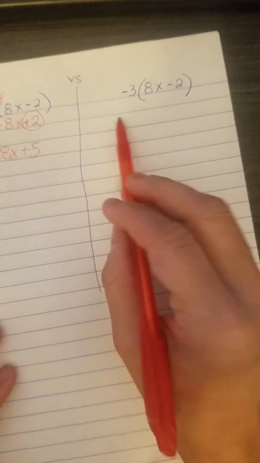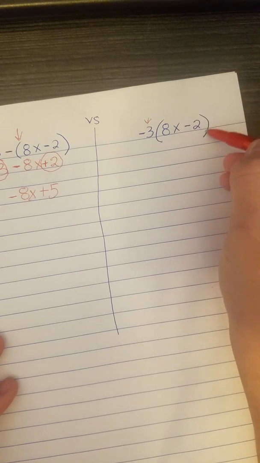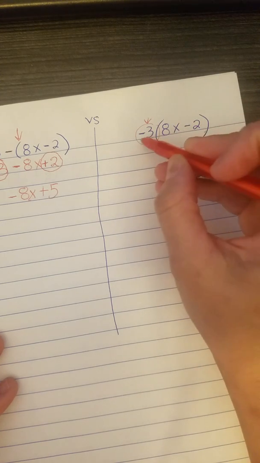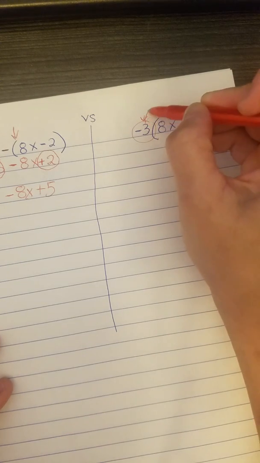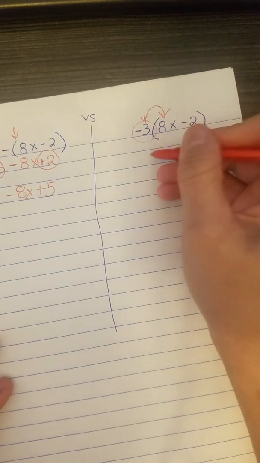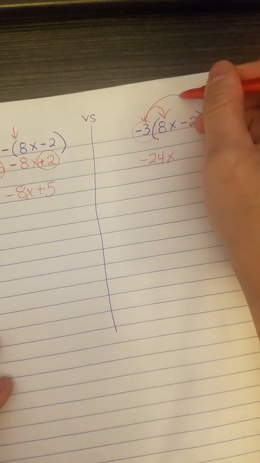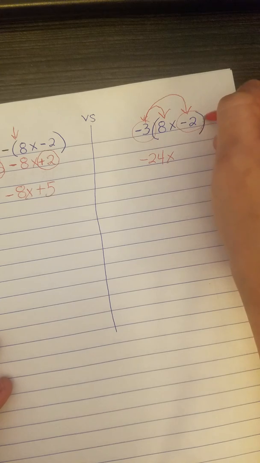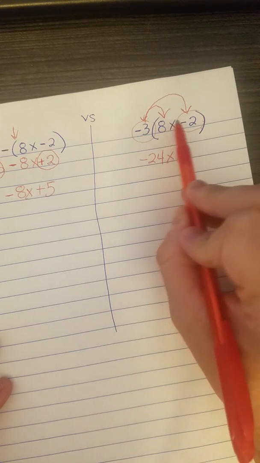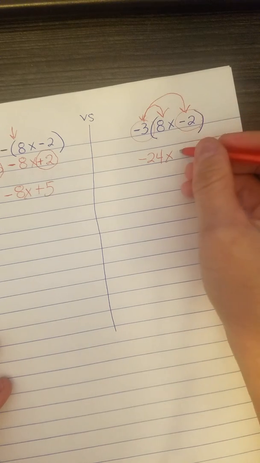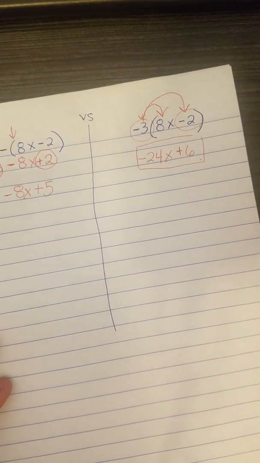Now look at the difference here. Here, you're multiplying the 3 in here. So you're really multiplying the -3 throughout this. So now I say -3 times 8x is -24x. -3 times -2, a negative and a negative is a positive, so -3 times -2 is a +6. And now I'm done with this one, okay?